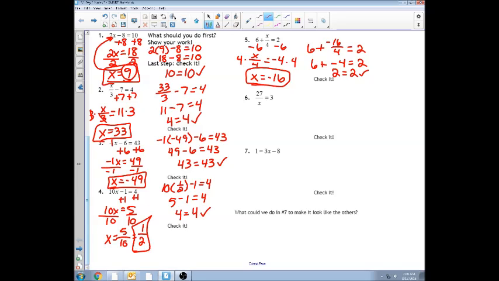Okay. Number 6, this one's a little trickier. Since I have the x in the denominator, I need to multiply by x first. These x's would then cancel. Multiply by x over here. This would leave me with 27 is equal to 3x.